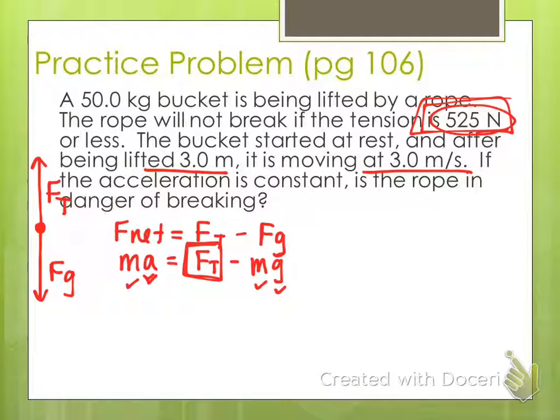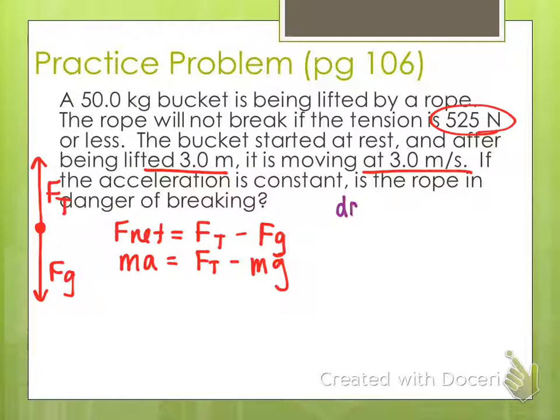So we're going to see, using this scenario, what's the tension exerted on that rope, and then we're going to see, is it greater than or less than 525? If it's greater than 525, then it's going to break, right? If it's less than 525, we're good to go. Okay, so using our kinematics equations, I know it's been a little bit.